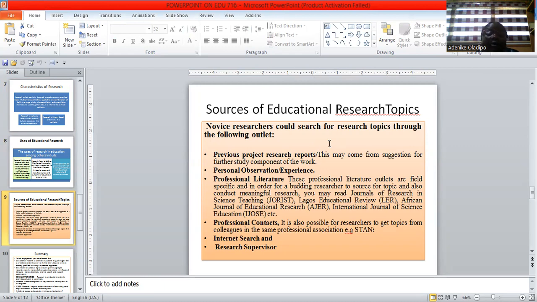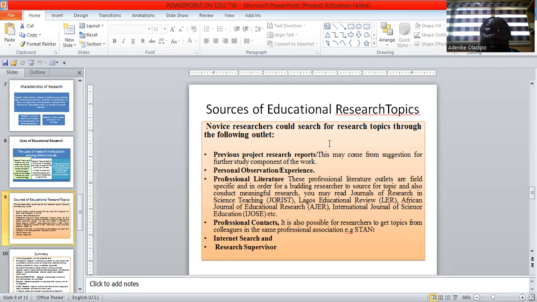Another source is your personal observation or your personal experience. You could have observed, or you could have noticed in your classroom a particular friend. Why is it that a particular thing keeps happening at a particular time in a particular way? That observation could push you into research, or your own experience.